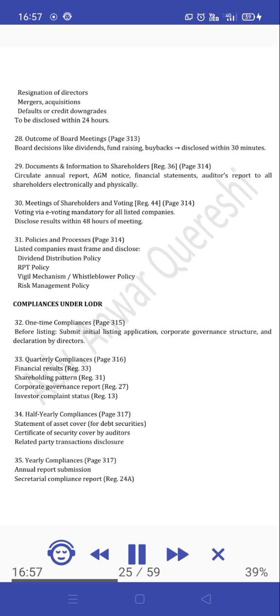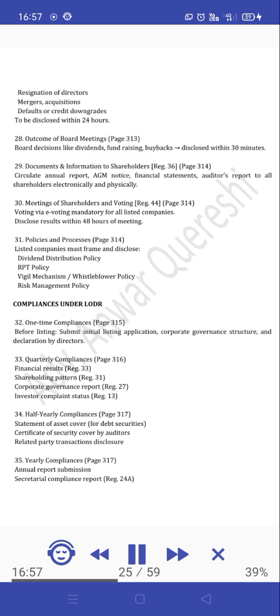29. Documents and information to shareholders, Reg. 36, page 314. Circulate annual report, AGM notice, financial statements, and auditors' report to all shareholders electronically and physically. 30. Meetings of shareholders and voting, Reg. 44, page 314. Voting via e-voting mandatory for all listed companies. Disclose results within 48 hours of meeting.